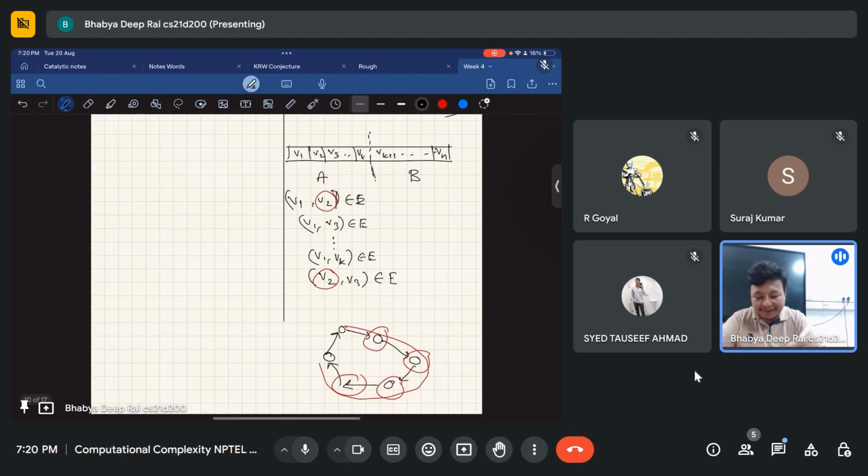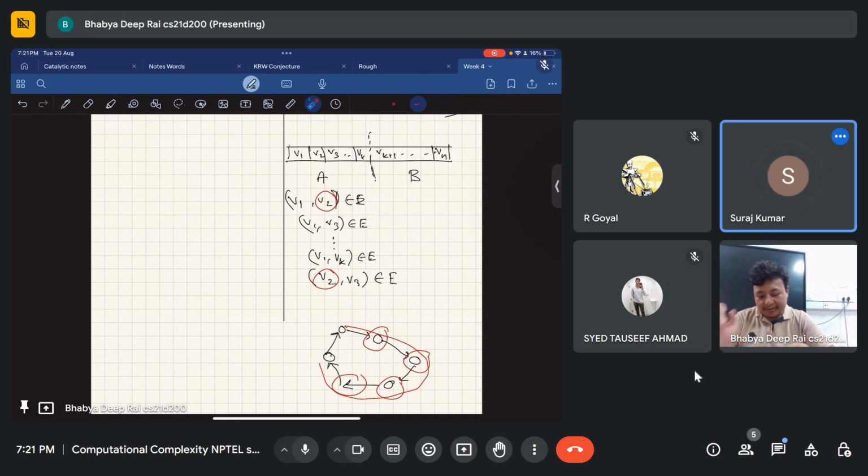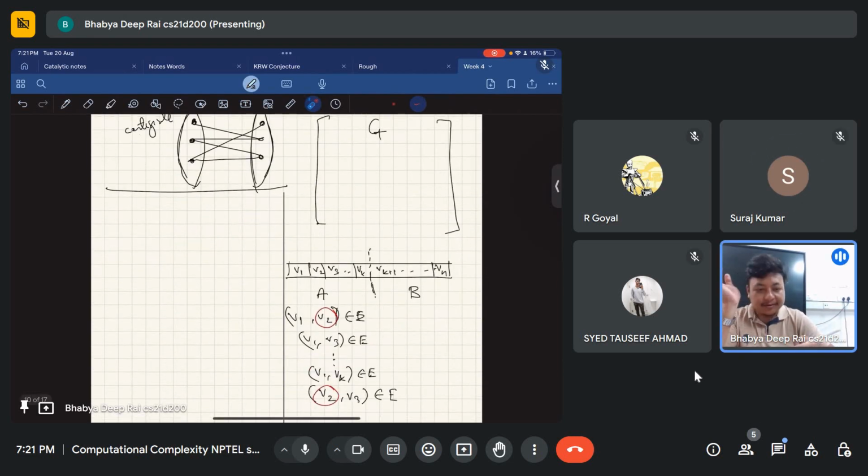But the intuitive reason is that if you give me full access to the certificate, I can misuse it to remember more information, much more than log space. Is that clear, Suraj, now? Yes, sir. Okay. Goel and Seth, is it fine? Yes, yes.